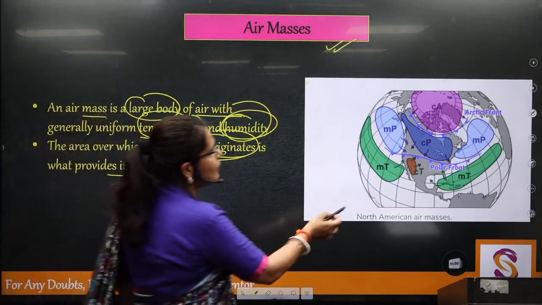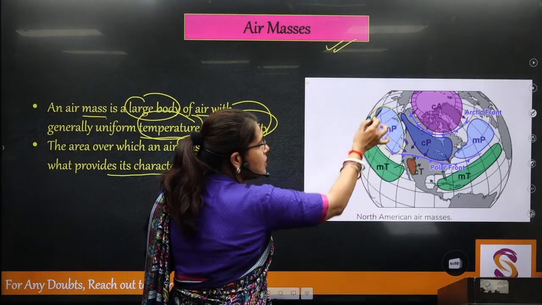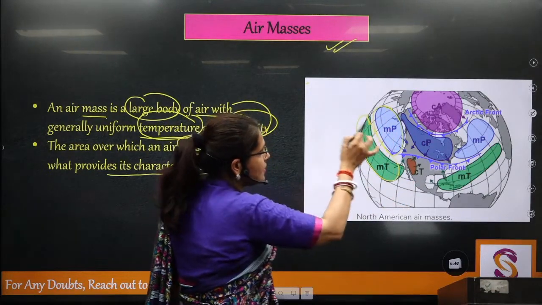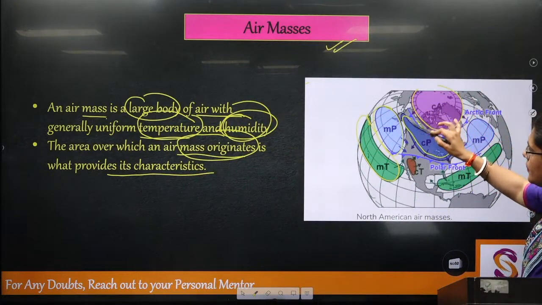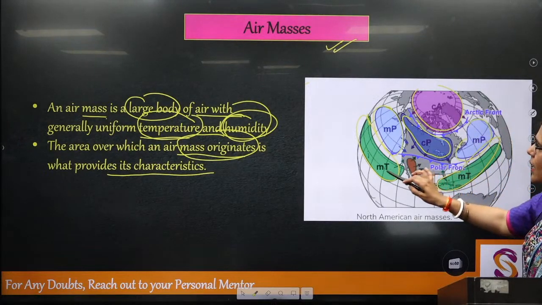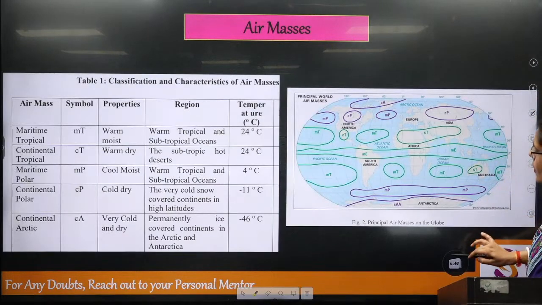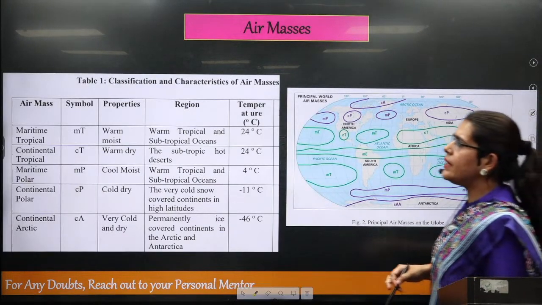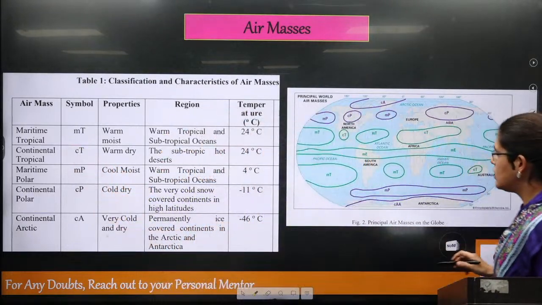So for example, when we take this globe picture, you can see large pockets of air, the air masses, which are denoted by certain symbols like MT, MP, etc. Let's learn about this. Okay, so there are different air masses. So first of all, understand the denotation.